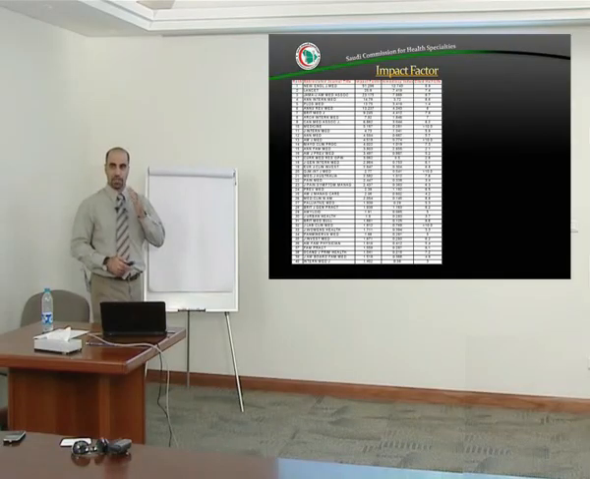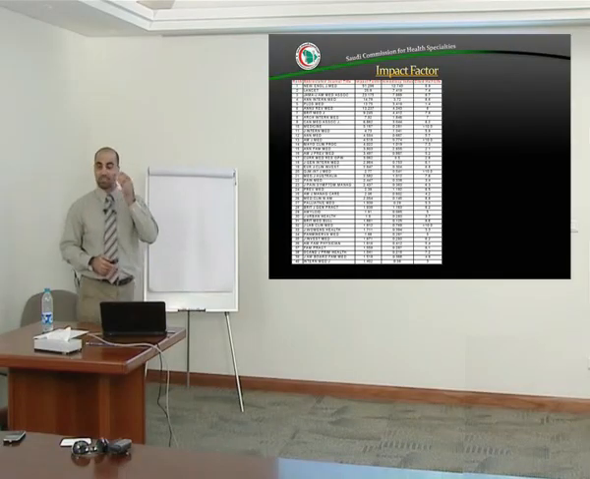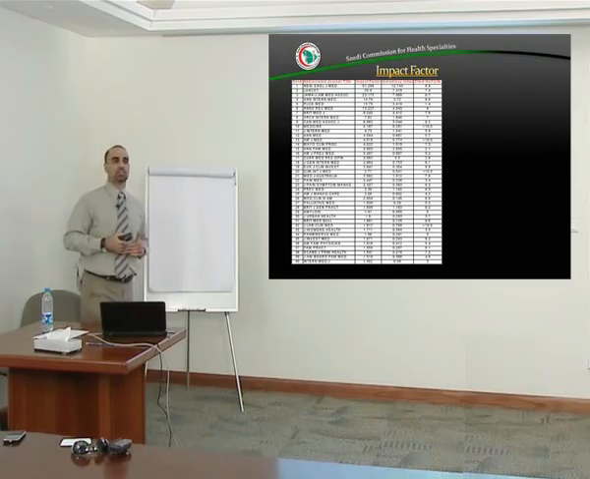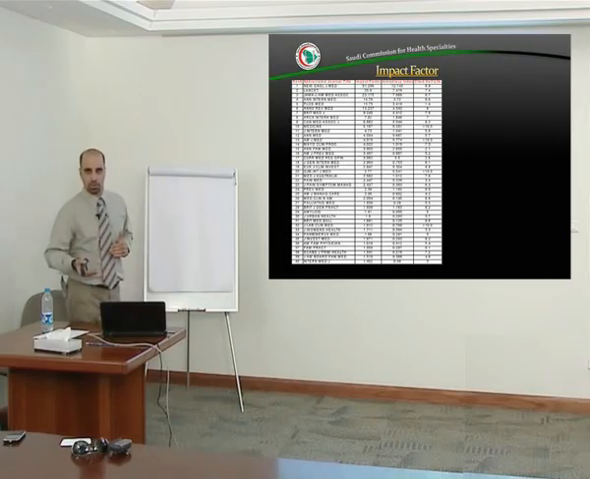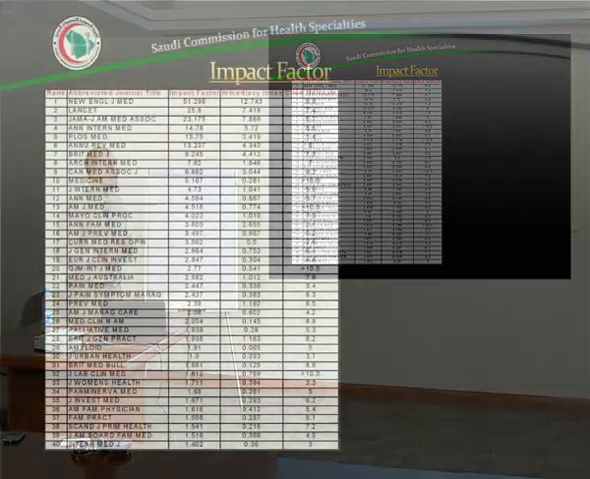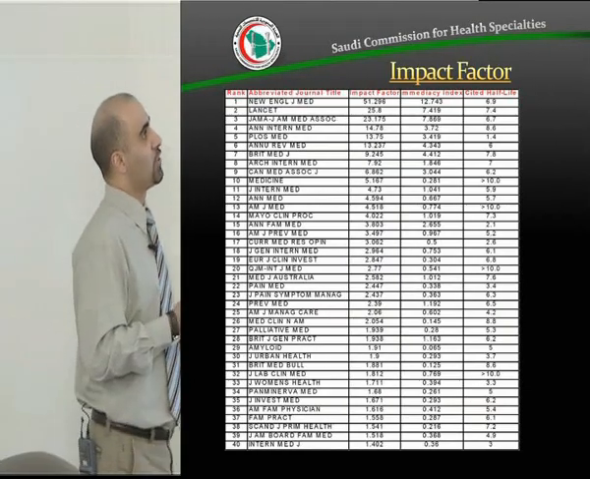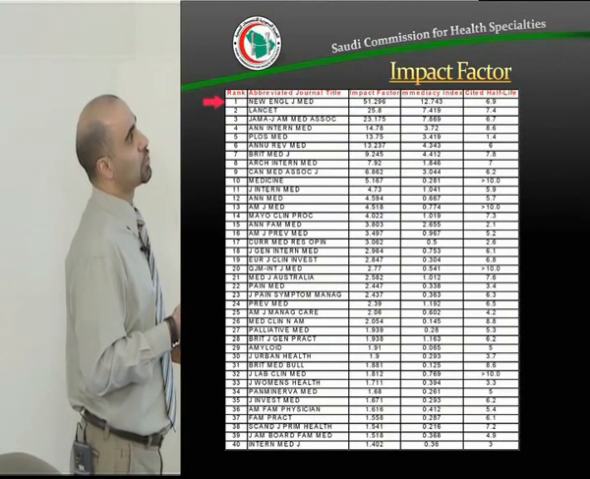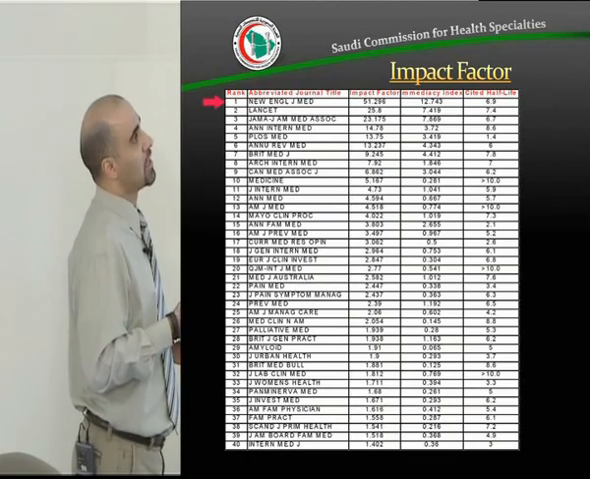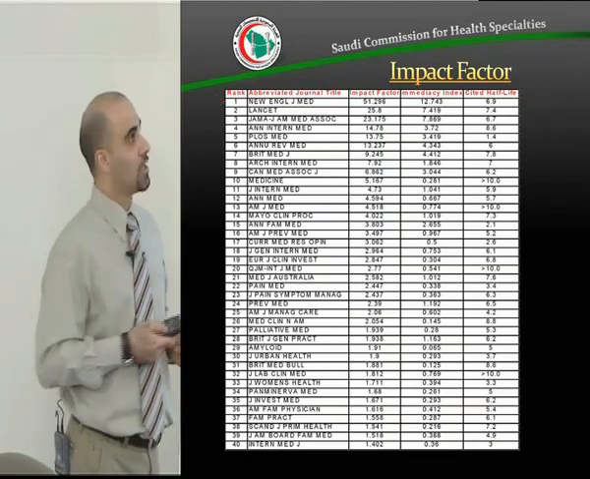Now, what is the impact factor? Impact factor is a number that is given to the journals. On what basis? On the basis of how many people read the journal, on the basis of how many people refer to the journal, and so on and so forth. The higher the impact, the more important the journal is. For instance, the New England Journal of Medicine, it is 51, which is very high.